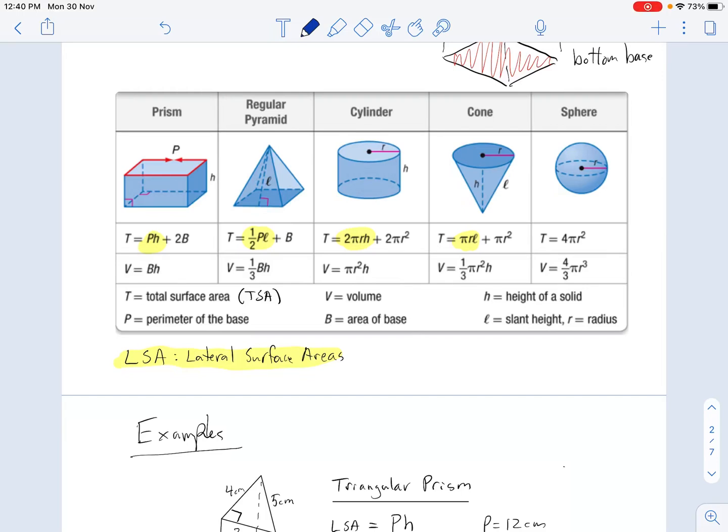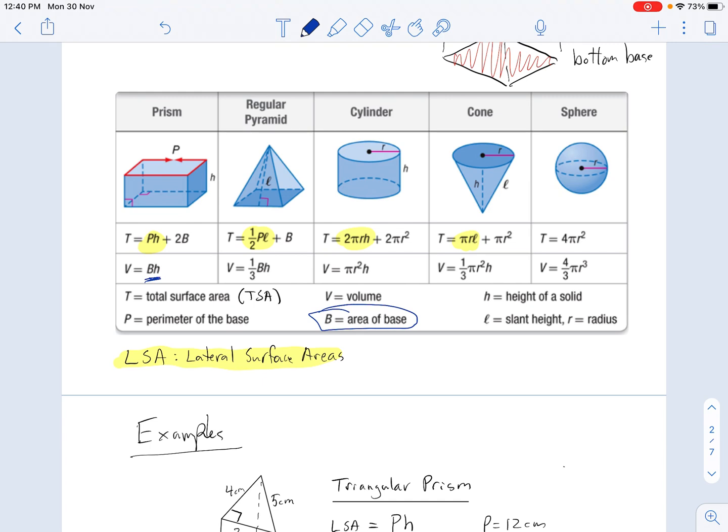Now we're going to look at the volumes of these different 3D shapes. So for prisms, we're going to multiply the base area times height. It kind of makes sense, like we do with a rectangle, base times height. But this B is the capital B for area of the base. So we've got to find the area of the base.